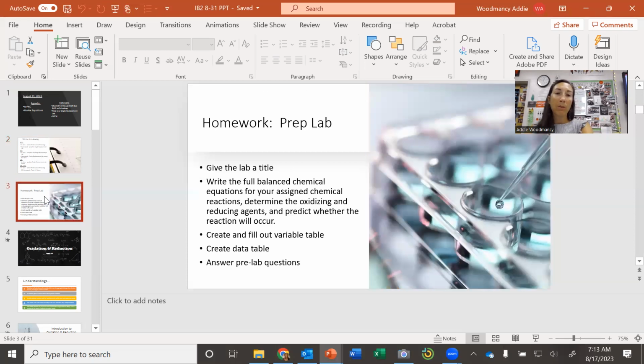For your lab, what I want you to do for homework tonight is in your lab notebook, give the lab a title, and then write the full balanced chemical equations for your assigned chemical reactions, determine the oxidizing and reducing agents, and then predict whether or not the reaction will occur. So if you look at your lab paper with me, I'm going to tell you which chemical reactions you're responsible for.